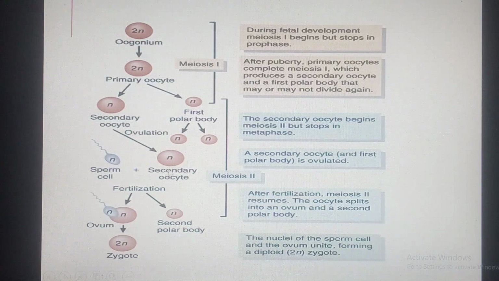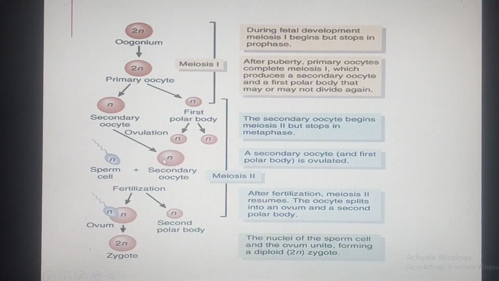Okay, that's only when the second meiotic division gets completed, so that we produce a second polar body. And of course, the fusion of the male and female gametes will give us the zygote, which is totipotent.